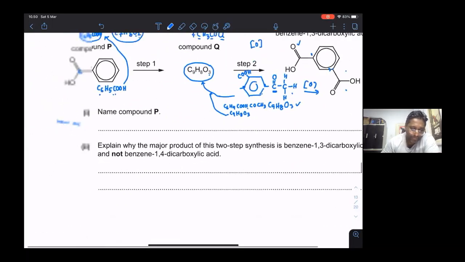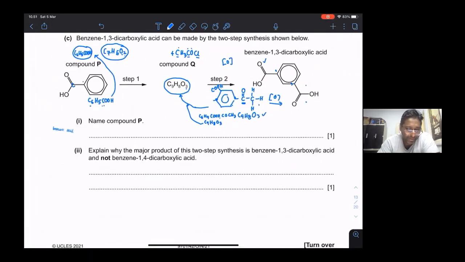If I want to name compound P, it is quite simple. You have a carboxylic acid with the benzene, so this is going to be benzoic acid. Now explain why the major product of this 2-step synthesis is benzene 1,3-dicarboxylic acid and not benzene 1,4-dicarboxylic acid. Carboxylic acid is an electron withdrawing group. So COOH is an electron withdrawing group.